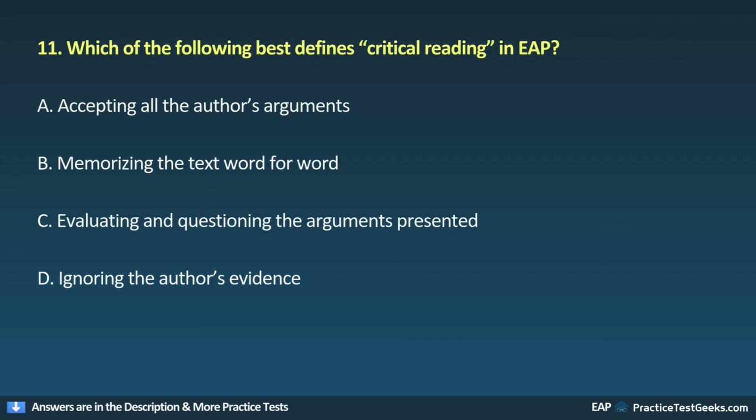11. Which of the following best defines critical reading in EAP? A. Accepting all the author's arguments. B. Memorizing the text word for word. C. Evaluating and questioning the arguments presented. D. Ignoring the author's evidence.